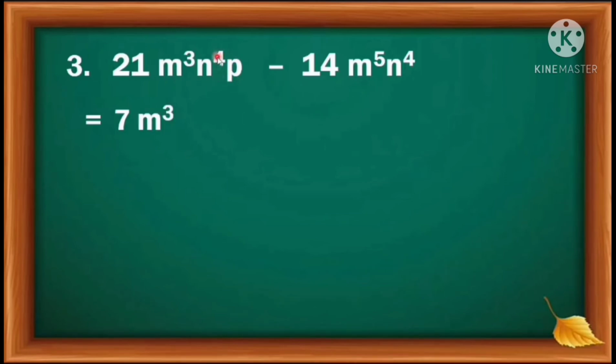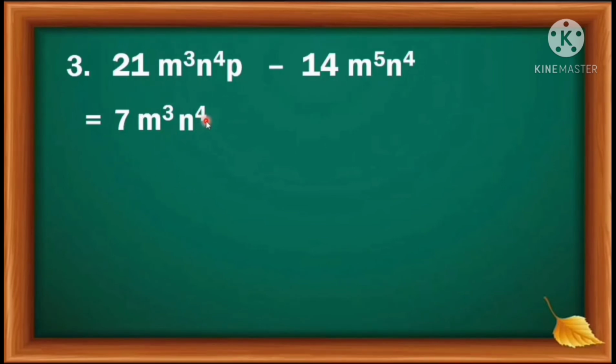How about n raised to 4 and n raised to 4? Parehas lang sila. So therefore, the common factor between them is n raised to 4. How about si p? Common ba si p between the two terms? It is not common because it is only part of the first term and there is no p in the second term. So therefore, we cannot write it as a common factor. So meaning the GCF between these two terms is 7m cubed n raised to 4.